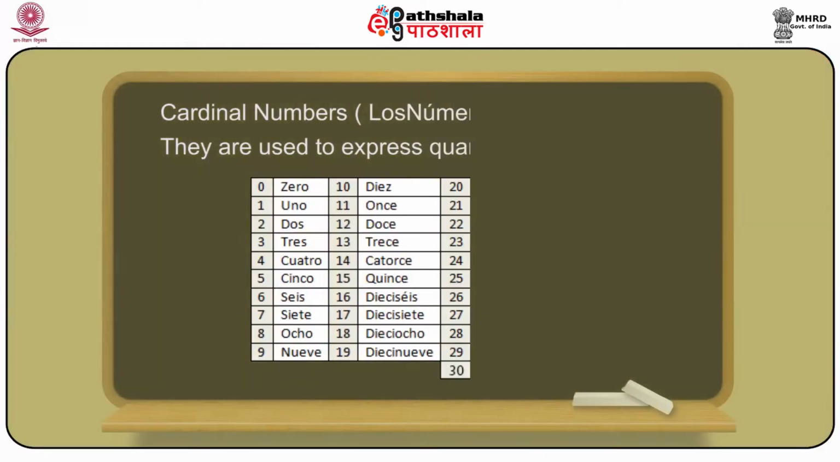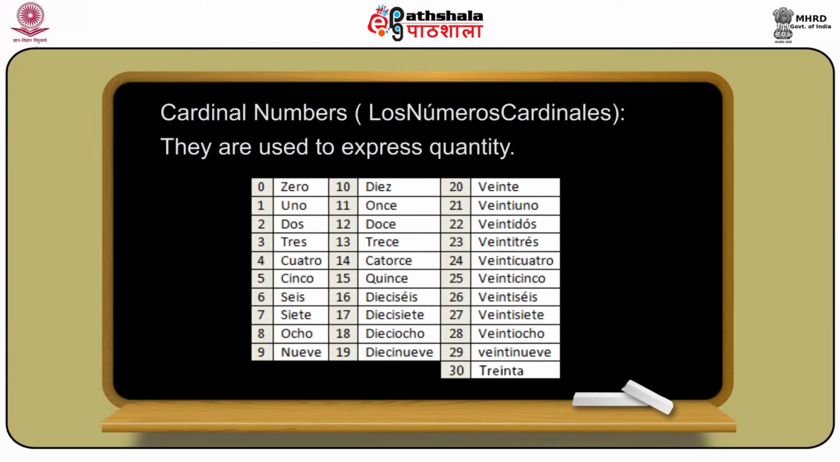So we start with the cardinal numbers, that in Spanish is known as los números cardinales, and cardinal numbers are used to express quantity, as we all know. So the cardinal numbers in English are 1, 2, 3, etc. So in Spanish we start with 0. So 0 is cero, then uno, dos, tres, cuatro, cinco, seis, siete, ocho, nueve, diez. So these are Spanish numbers from 0 to 10.